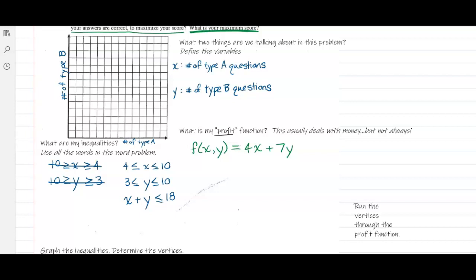However, if I count 1, 2, 3, 4, 5, 6, 7, 8, 9, 10, 11, 12, 13, 14, I can't get to 18. So I know I need to scale this down, but not by much. So I'm just going to count by 2s. 2, 4, 6, 8, and so on.